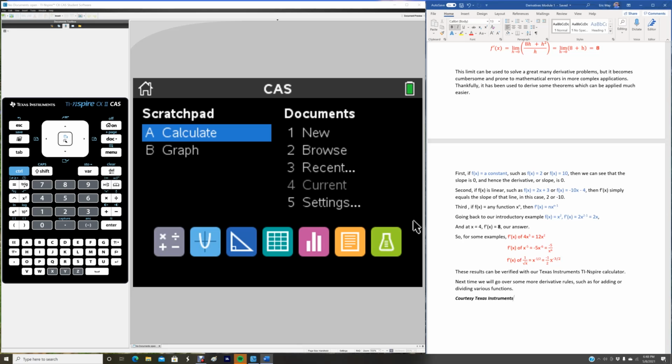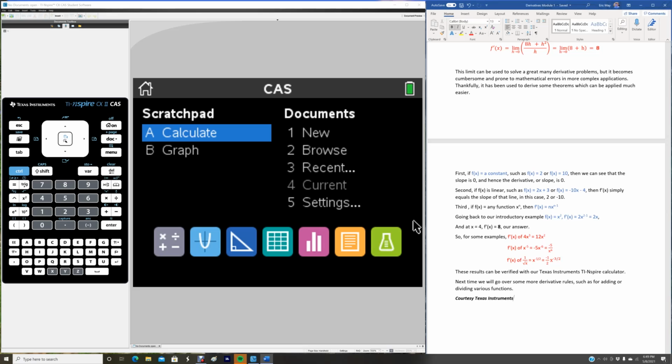For f of x equals x to the negative 5, f prime of x equals negative 5x to the negative 6. Finally, for f of x equals 1 over the square root of x, that equals x to the minus 1/2 power. So if we put that minus 1/2 in front of the x and subtract 1 to get negative 3/2, we get our answer.